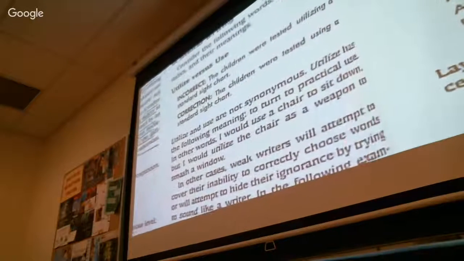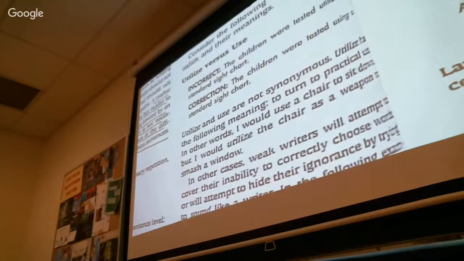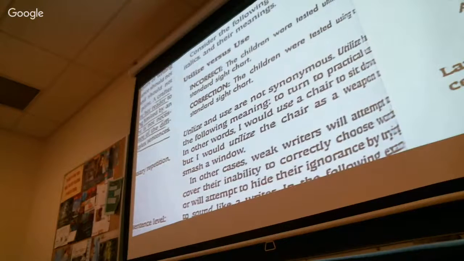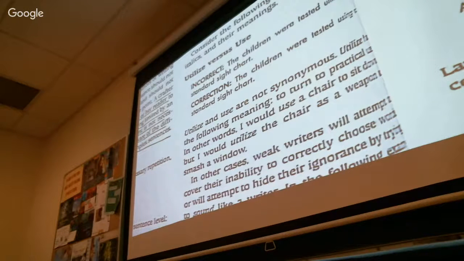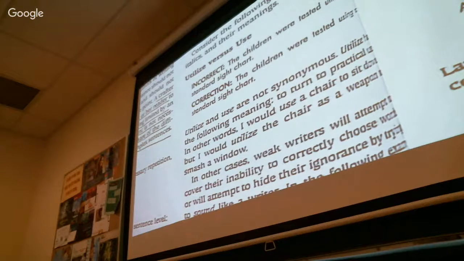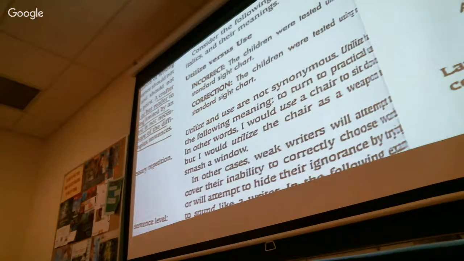And utilize and use, you've got to get this straight, right? If you use something, you use it for its intended purpose. This is a pen, right? Its intended purpose is to write. I'm using it to write, not utilizing it to write, because to utilize it would mean I use it for its unintended purpose. So if I were to stab you with my pen, I would be utilizing it as a weapon. You understand the difference, right?